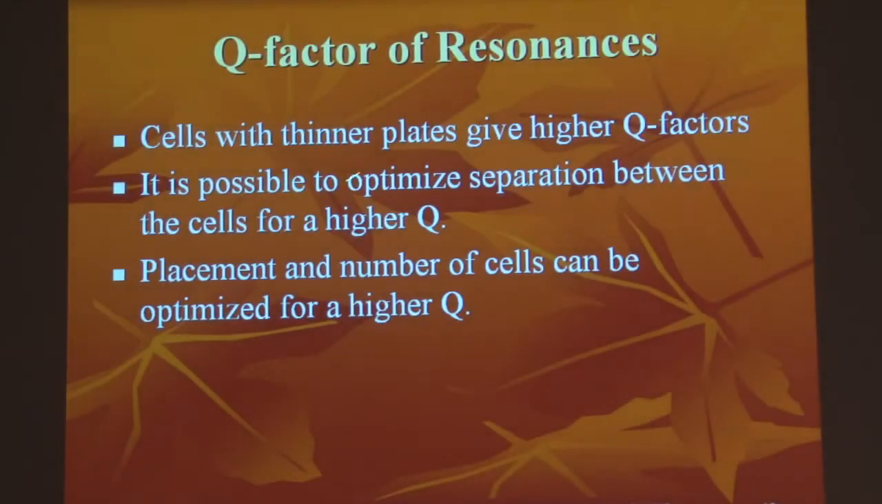So cells with thinner plates give higher Q factors. It's possible to make the cells even smaller and get higher Q factors. We found that we can get Qs over 500 with optimized geometries. It's possible to optimize separation between the cells for a higher Q.